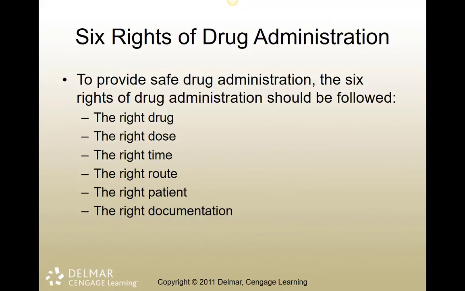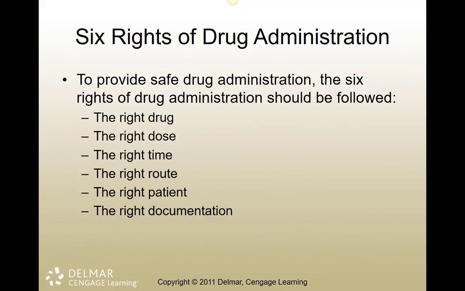So if it's supposed to be BID, which is every 12 hours, we want to make sure that we're giving it at 12 hours and not at 6 hours or at 18 hours. Right route, if it's supposed to be IM, making sure it's going IM and not IV or sub-Q. Right patient, and this is something, if you're in a busy practice, you might have 10 chocolate labs in the back of the clinic. And so making sure that you have them identified, the patient, both in the record and your orders, and then on the patient itself.